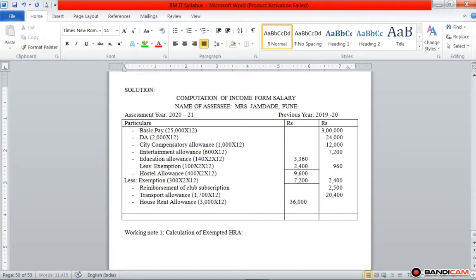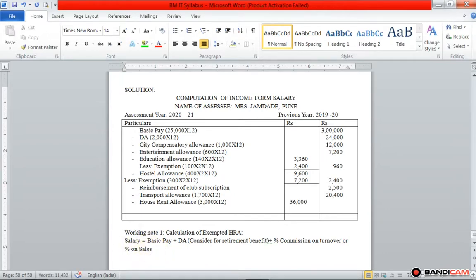So here salary for computation of HRA is equal to basic pay plus DA, in brackets considered for retirement benefit, plus percentage of commission on turnover, or percentage of commission on sales.